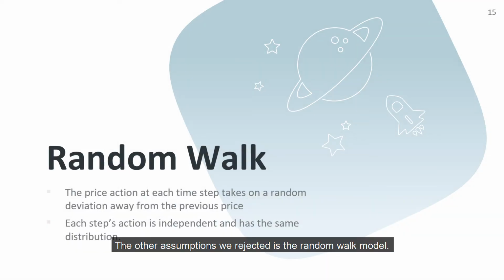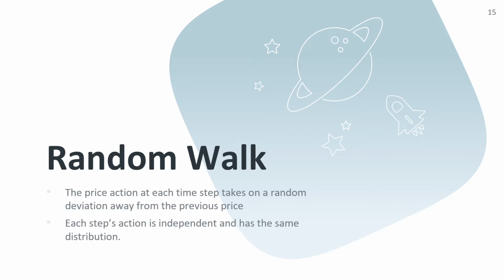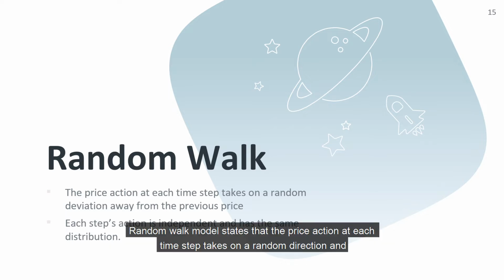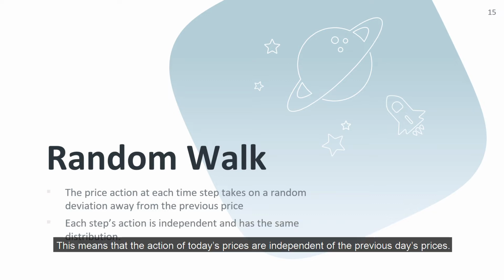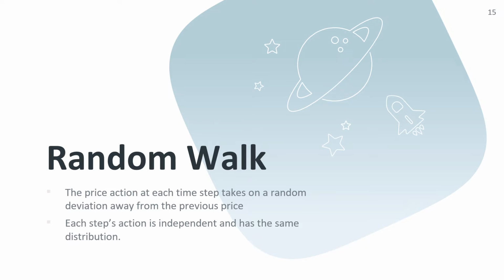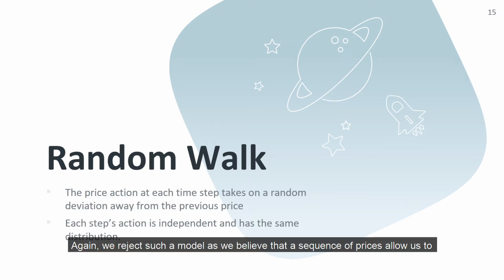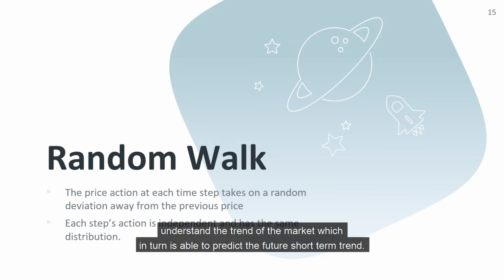The other assumption we rejected is the random walk model. Random walk model states that the price actions at each time step takes on a random direction and each time step is independent from one another. This means that the action of today's prices are independent of the previous day's prices. Again, we reject such a model as we believe that a sequence of prices allows us to understand the trends of the market, which in turn is able to predict the future short-term trend.